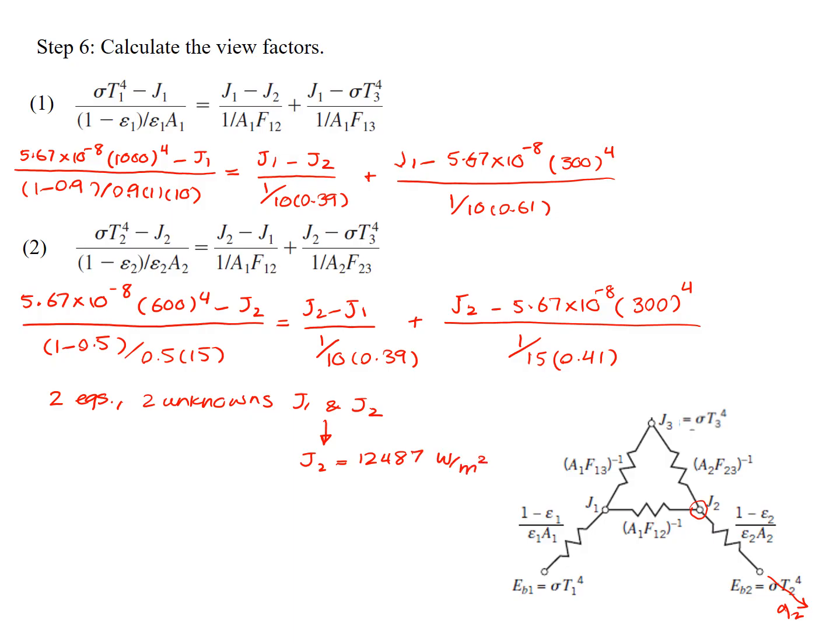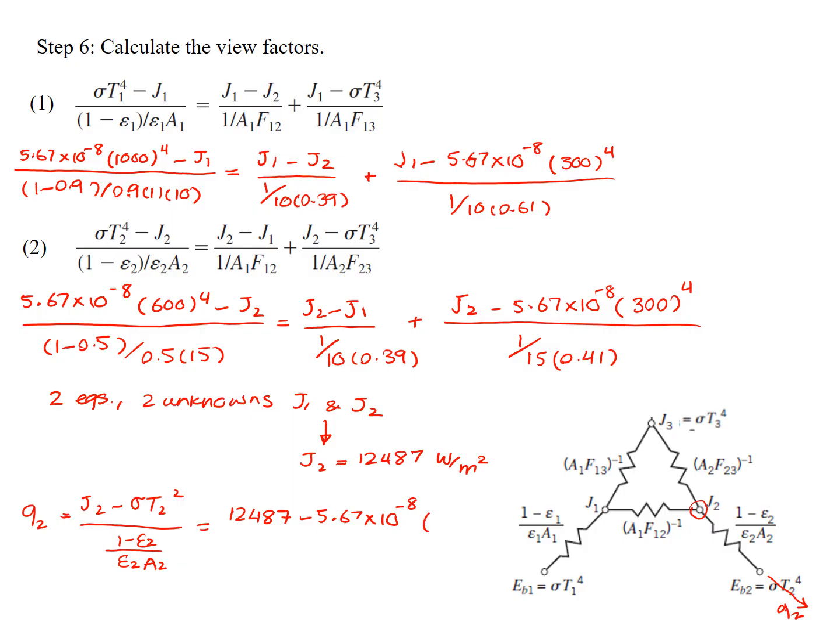That's my J2. I needed this J2 in order to be able to say that my Q2 on the lower right hand side of the slide, my Q2 is equal to my J2 minus Stefan-Boltzmann constant T2 to the power 4, or the potential of the black body emission, divided by 1 minus emissivity of the second surface divided by emissivity times A2. Now that I have my J2, I'll be able to substitute it. 12,487 minus 5.67 by 10 to the negative 8.